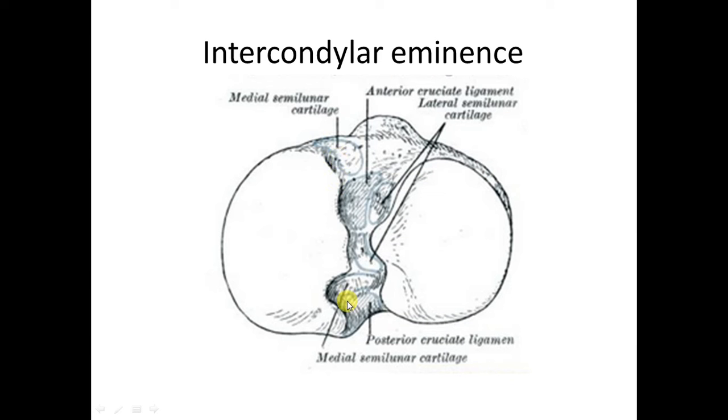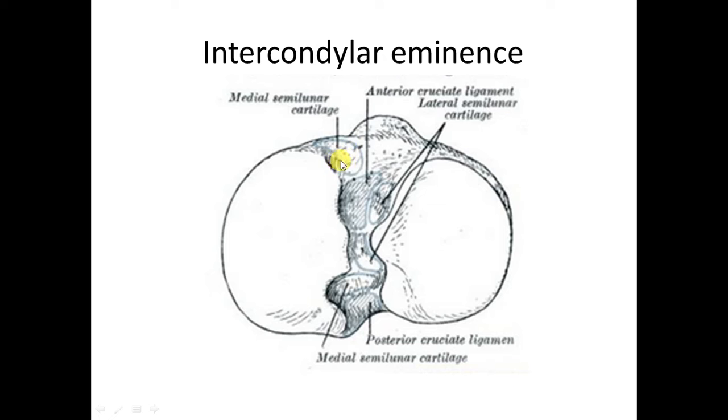In between is the intercondylar notch. This is the medial meniscus, and this is the lateral. The medial meniscus surrounds the lateral meniscus. So the lateral meniscus attachments are near each other, and this surrounds the medial meniscus.